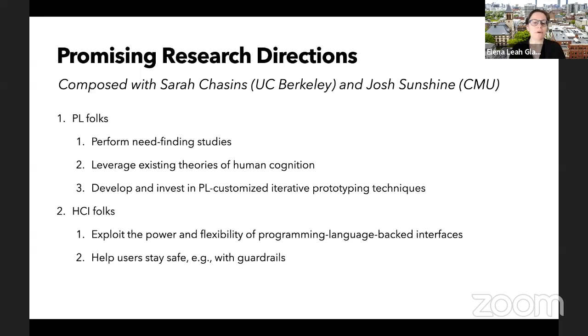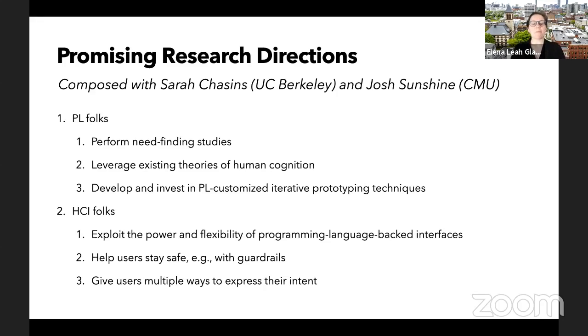Also, we want to help users stay safe, right? So with all that power and flexibility of programming language-backed interfaces, we also have to make sure that we give users guardrails. Back when people had C, they were able to screw themselves up way more than with, say, JavaScript, because there were very few guardrails.